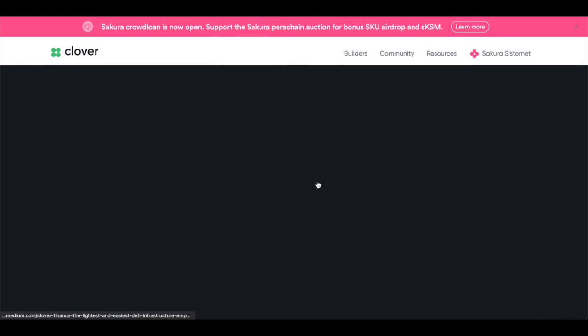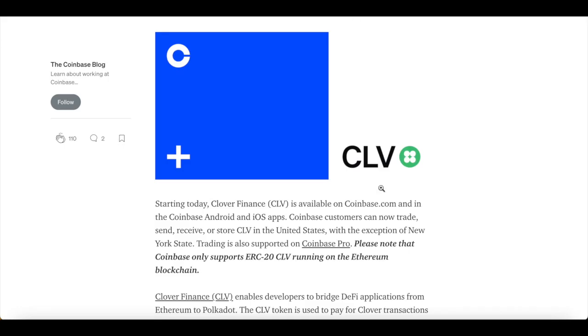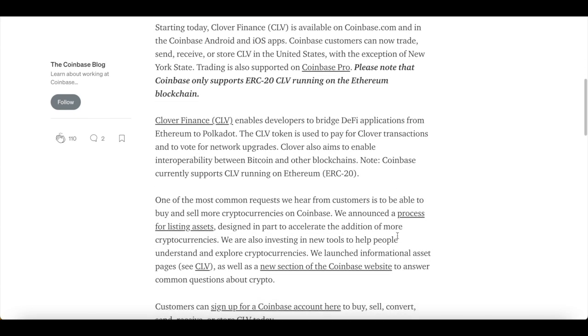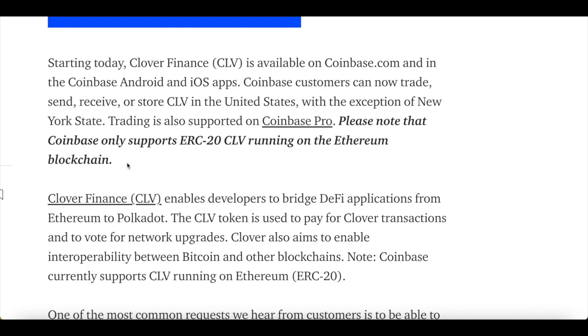So the next thing I'd like to get to is actually the big news that I mentioned earlier. Starting today, Clover Finance token is available on Coinbase.com and in the Coinbase Android and iOS app. Coinbase users can now trade, send, receive, or store Clover token in the United States, with the exception of New York State. Trading is also supported on Coinbase Pro, which is brilliant because people love to use Coinbase Pro to professionally trade crypto. Please note that Coinbase only supports the ERC20 Clover token running on the Ethereum blockchain. It's very important to understand that.